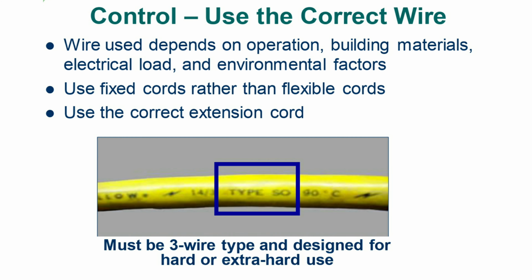Control: use the correct wire. Wire use depends on operation, building materials, electrical load, and environmental factors. Use fixed cords rather than flexible cords. The correct extension cord must be 3 wire type and designed for hard or extra hard use.